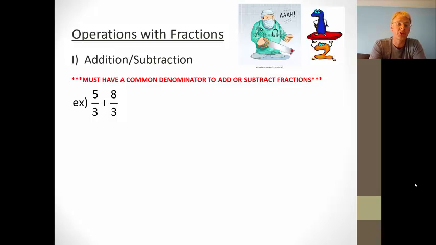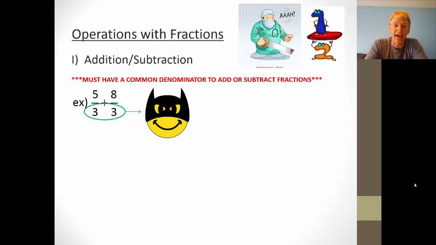So we have 5/3 plus 8/3. If we look at the denominator, which is the number on the bottom, we can see that they're the same. So we get the green light there. Go. You can actually add these, right, and make Batman happy, right?